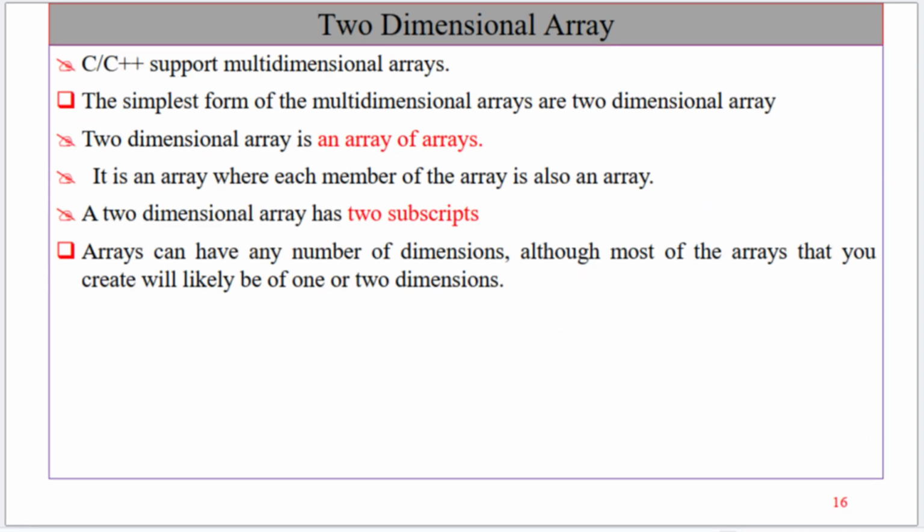Two-dimensional array. C++ supports multidimensional arrays. The simplest form of a multidimensional array is a two-dimensional array. A two-dimensional array is an array of arrays. It is an array where each member of the array is also an array. A two-dimensional array has two subscripts. Arrays can have a number of dimensions, although most of the arrays you create will likely be of one or two dimensions.